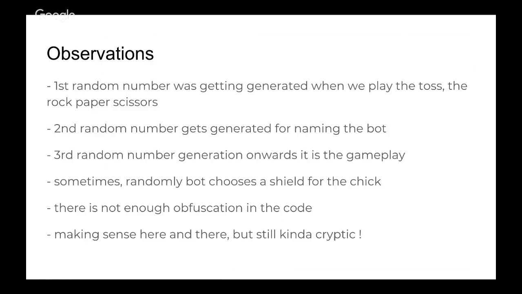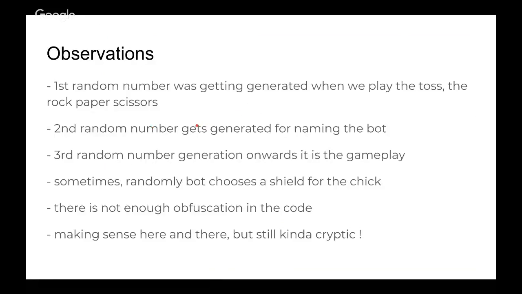So Java provides a class called java.util.Random, and we saw occurrences of java.util.Random in a lot of places, right? So that gave us a feeling that random numbers are kind of important for this app.